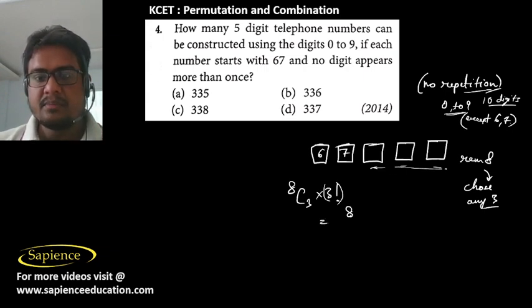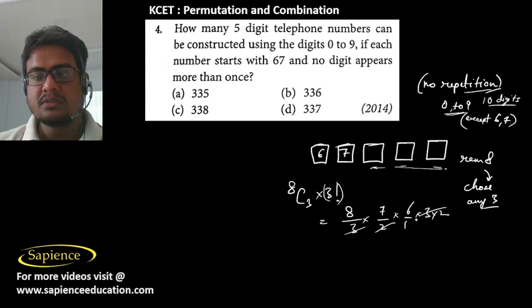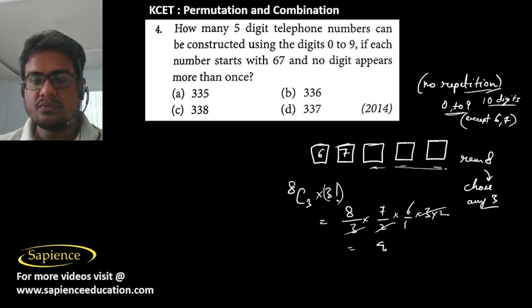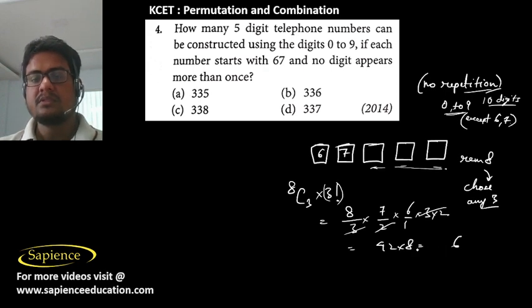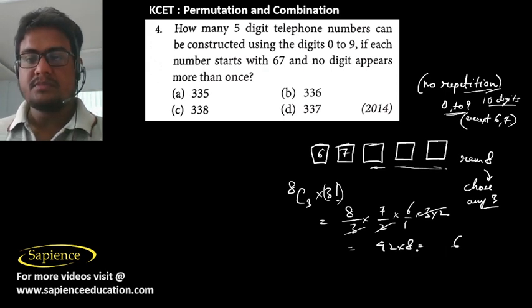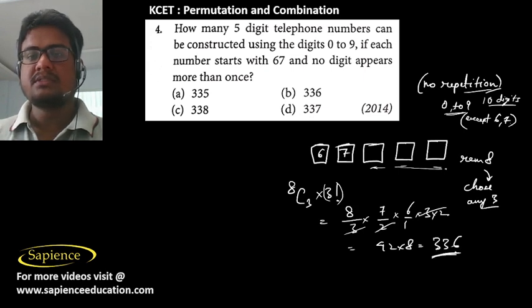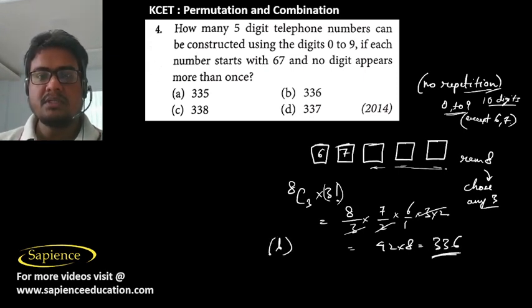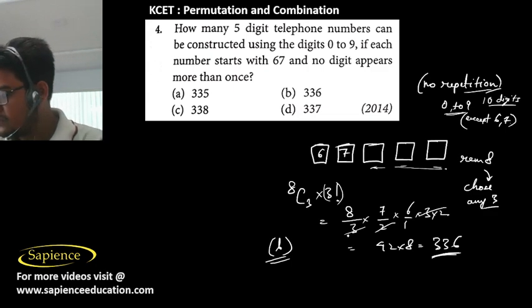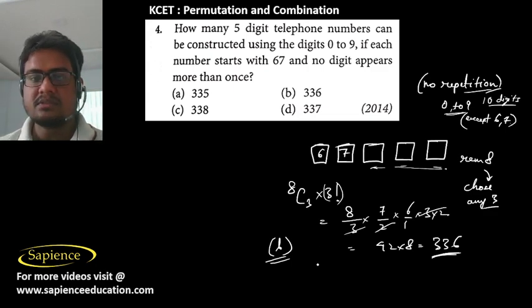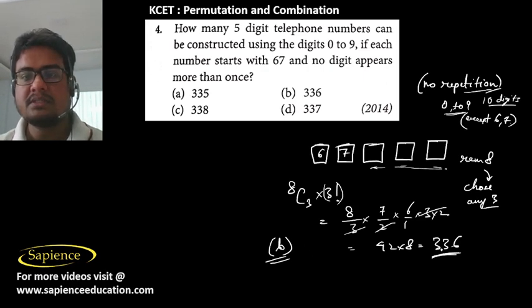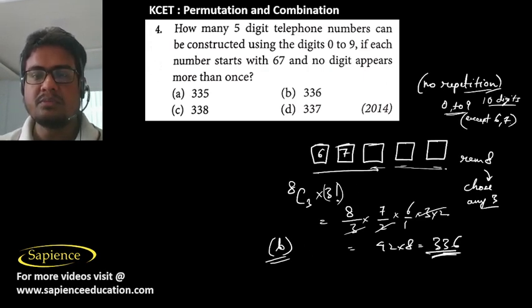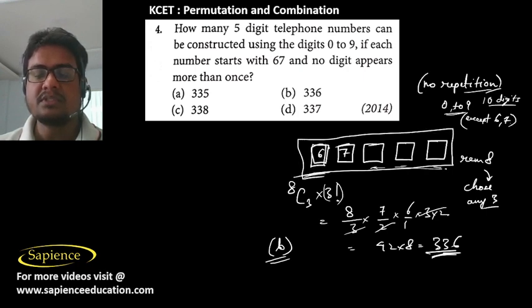So the answer will be 8 by 3 into 7 by 2 into 6 by 1 into 3 into 2, that is 6. So 3 2s are 6. So 7 6s are 42. 42 into 8, that is 2 8s are 16, then 4 8s are 32. So that is 336. So option B is the correct answer. So 336 is the answer. 336 such 5-digit telephone numbers can be formed where there is no repetition, and it will start with 67.